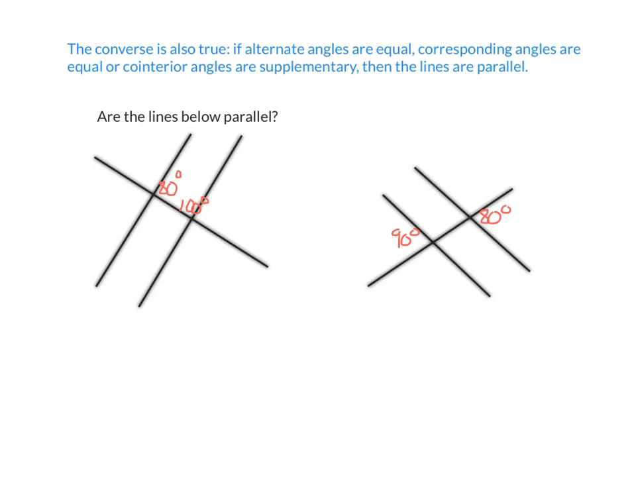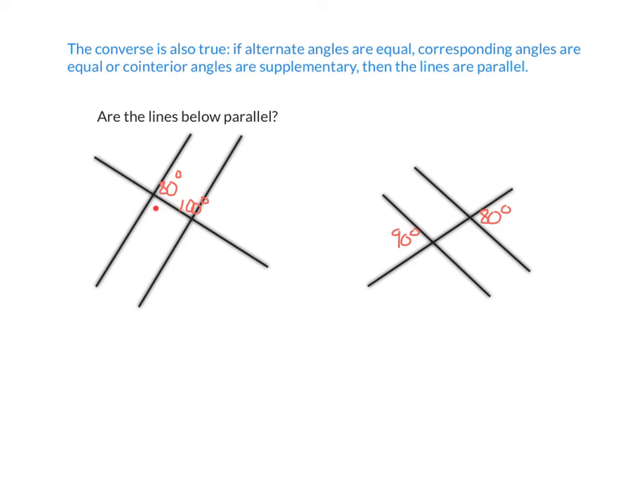So it turns out we can also use this idea of alternate, corresponding and co-interior angles to determine whether or not lines are parallel. So that stuff I said before about these three types of angles only works if the lines are parallel. Alternate angles and corresponding angles are equal if and only if the lines are parallel. Co-interior angles are supplementary if and only if the lines are parallel.